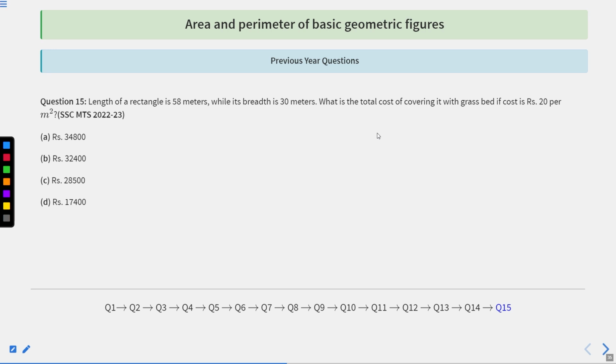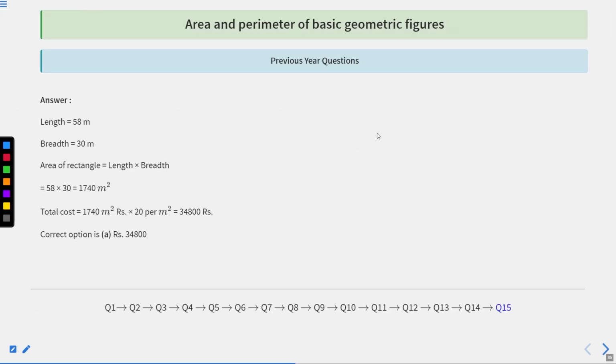It's very similar to asking, if one toffee costs 2 rupees, then what is the cost of 100 toffees? The answer should be 100 into 2. That's exactly what is asked here. So if I know the area of that particular land, then I can easily find the total cost. The area of a rectangle is length into breadth. So length is known to you, that is 58 meters. Breadth is known to you, that is 30 meters.